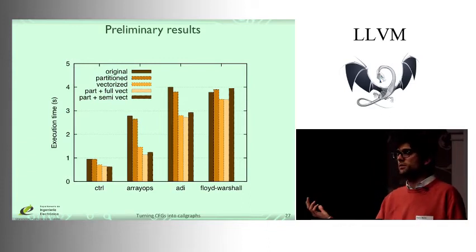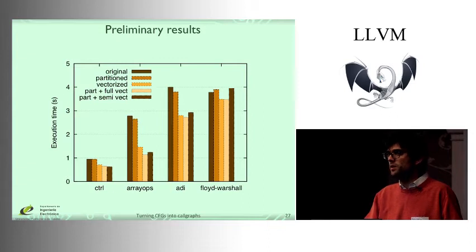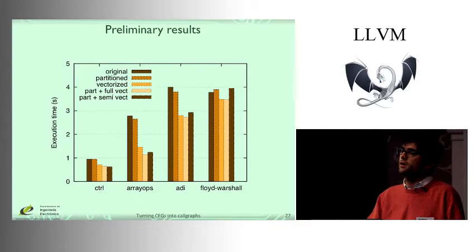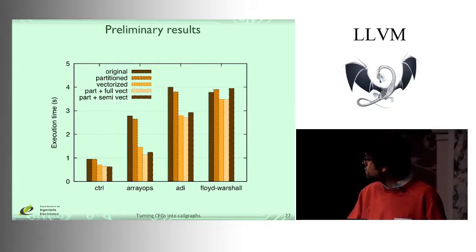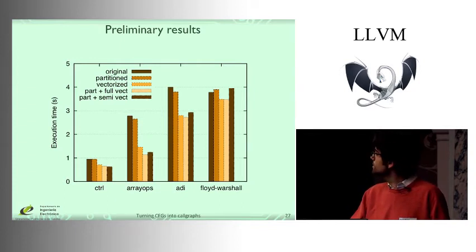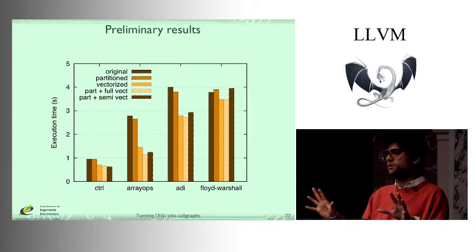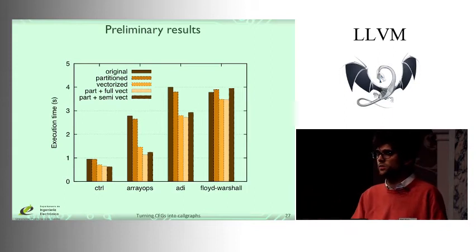And then the third bar shows the fully vectorized code. So you see that there is a real speedup on this, because these four benchmarks are loop intensive codes, real codes used in HPC nowadays. So we can get something out of the vectorization. The fourth bar is a partitioned version with full vectorization. So it's vectorized, and even though we have two different modules, all of them are vectorized with the backend.